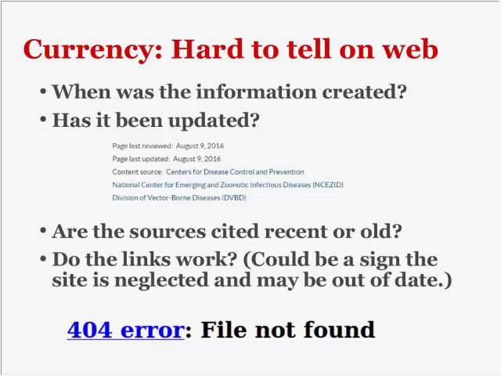You have to always ask yourself, do I need the most up-to-date sources? So that's one of the first things you ask. The other thing is, if you look at a website and you find that there are a lot of 404 errors, file not found, that is, the links have rotted, that could be a real sign that the site is neglected and may be out of date.